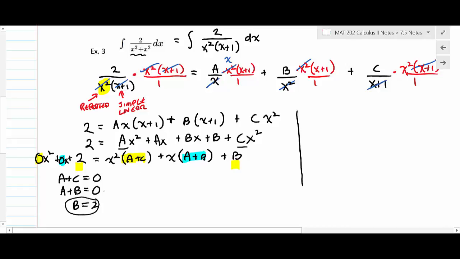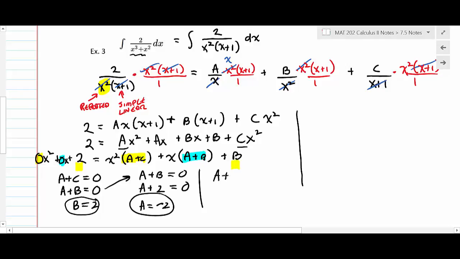What I would do is just go with this equation. I have A plus B is equal to 0. So if B is 2, what does A have to be? Negative 2. You can do that in your head. So A is negative 2. And then we have to find C. We have the equation A plus C equals 0. If A is negative 2, then what is C?